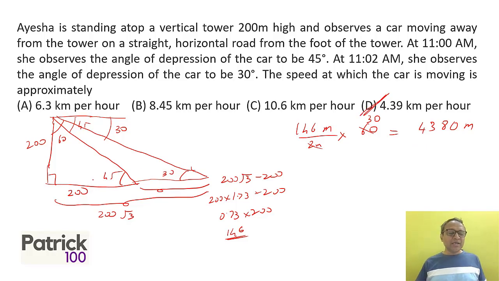So basically a 30-60-90 triangle and a 45-45 triangle. The distance out here, this part, is 0.73 times 200. This distance is 200, whereas this distance is 0.73 times 200, which comes to 146 meters. So 146 meters in 2 minutes. So in 60 minutes, how much? You get 4380 meters. From there, you can make out 4.39 kilometers per hour.